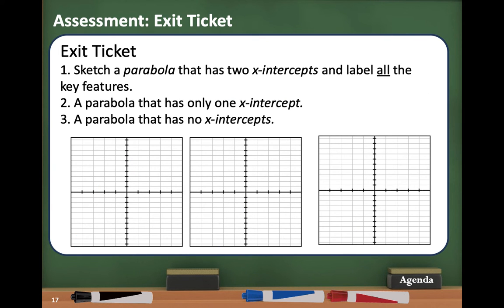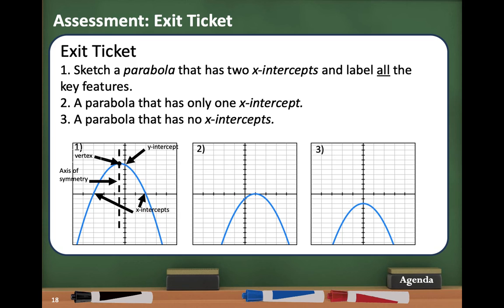Okay. Can you sketch a parabola that has 2 x-intercepts? Label all the key features. Can you sketch a parabola that only has 1 x-intercept? Could you picture what that looks like? And could you draw a parabola that has no x-intercepts, right? So pause me, and then maybe take a look. I can draw some, but there might be other ones you could draw, right? And if you didn't pause, there you go, right?